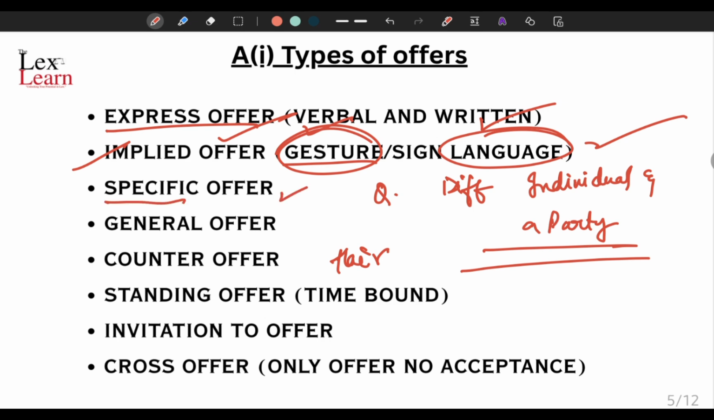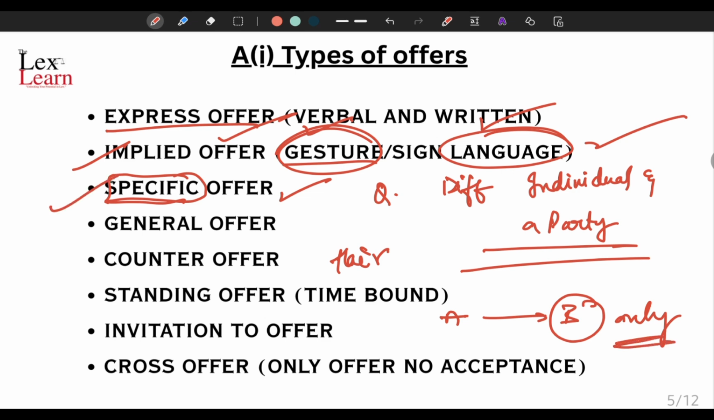The next one is the specific offer. A specific offer is made to one specific person. Let's say A wants to sell his bike. He is free to sell it to anyone in the world, but he only wants to sell it to B. Then this offer is known as a specific offer, and it is specifically designed for B. I hope you understood the first three.